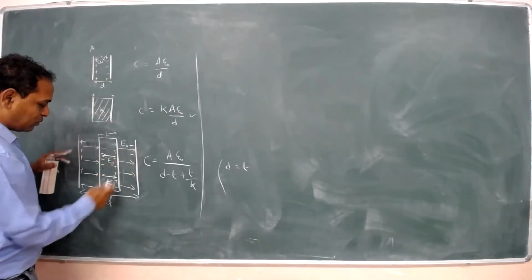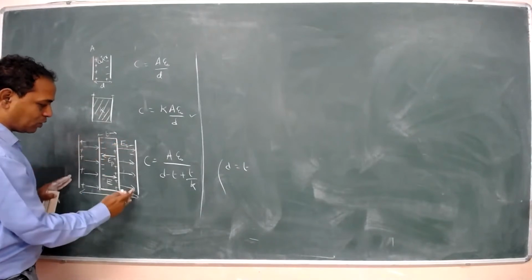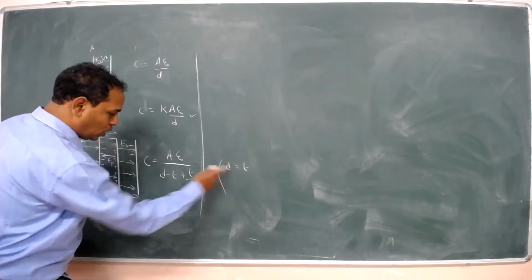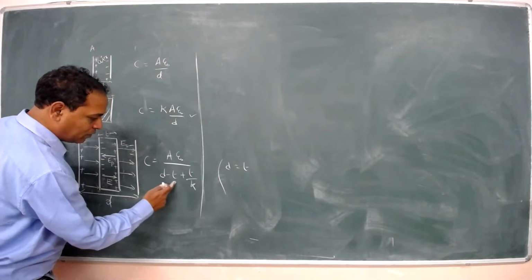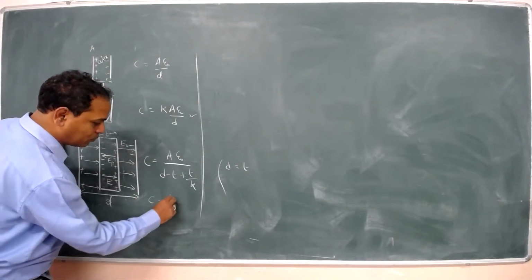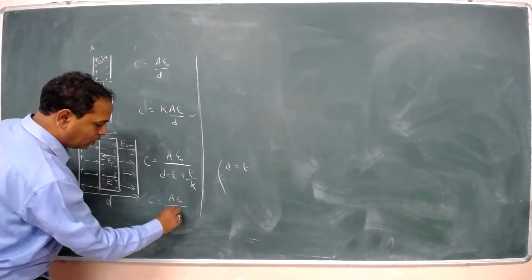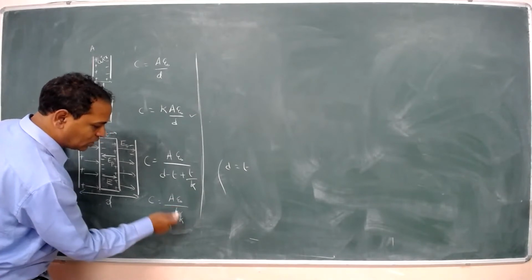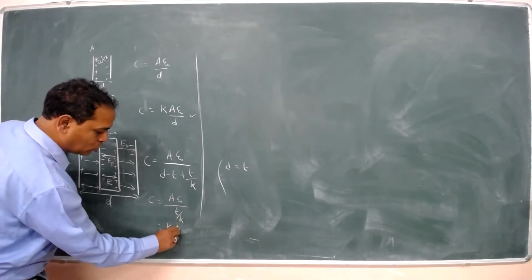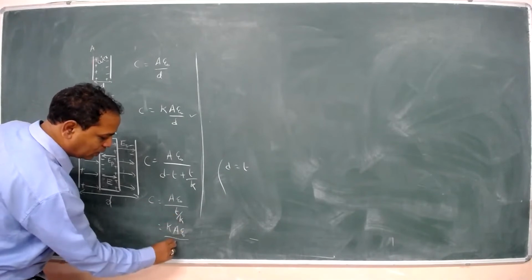It has to fill. That means D and T should be equal if it is completely filled. Then if these two are equal, these two will get cancelled. If these two get cancelled, what is left here? A epsilon naught by T by K. This K will go up.